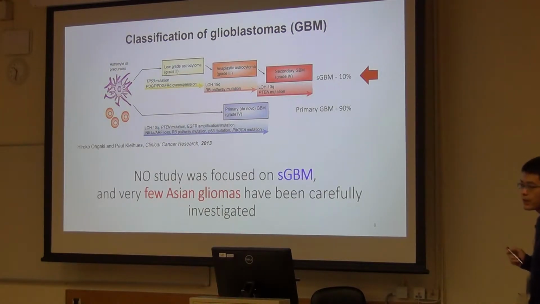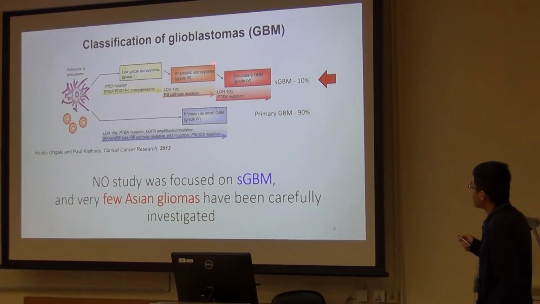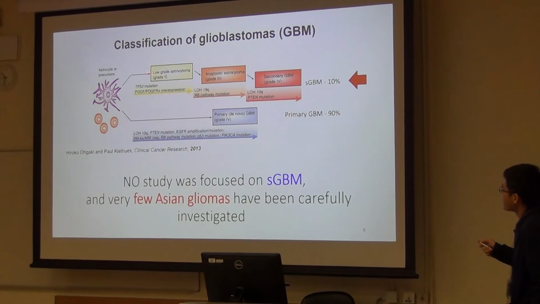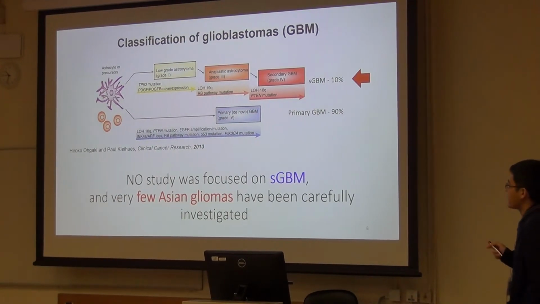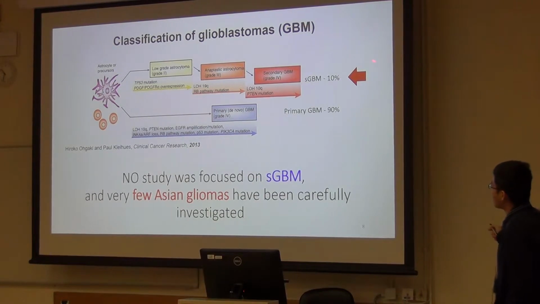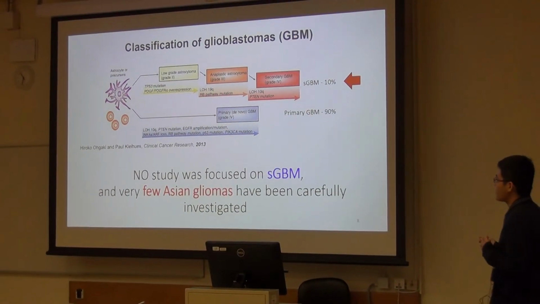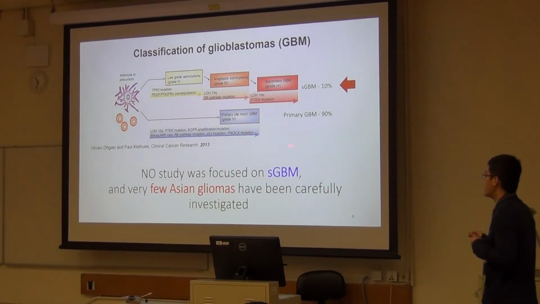So for grade 4, the survival is very low. On average, it's 12 months. This is a very aggressive tumor, but SGBM is less aggressive, indicating this patient has around 10 years survival. However, because this type of tumor is super rare, as I mentioned, GBM is already rare, and this is only 10% of GBM, very few studies have been focusing on SGBM, and very few Asian gliomas have been carefully studied.